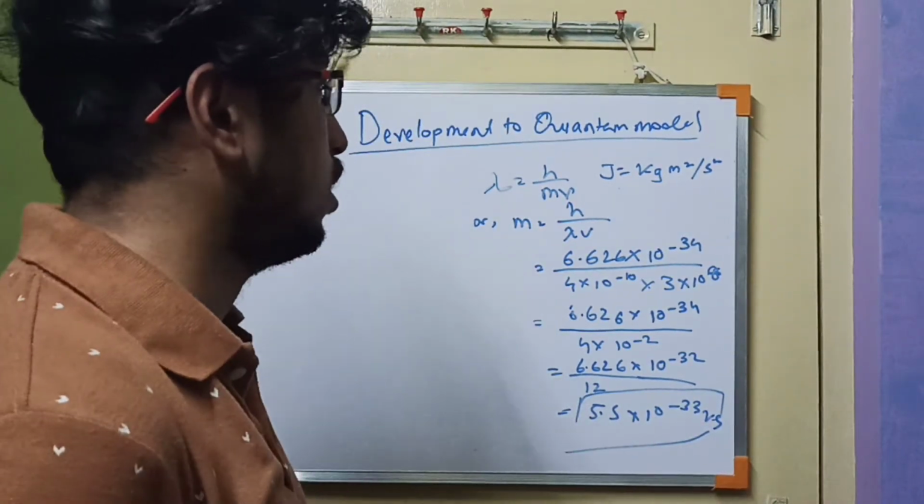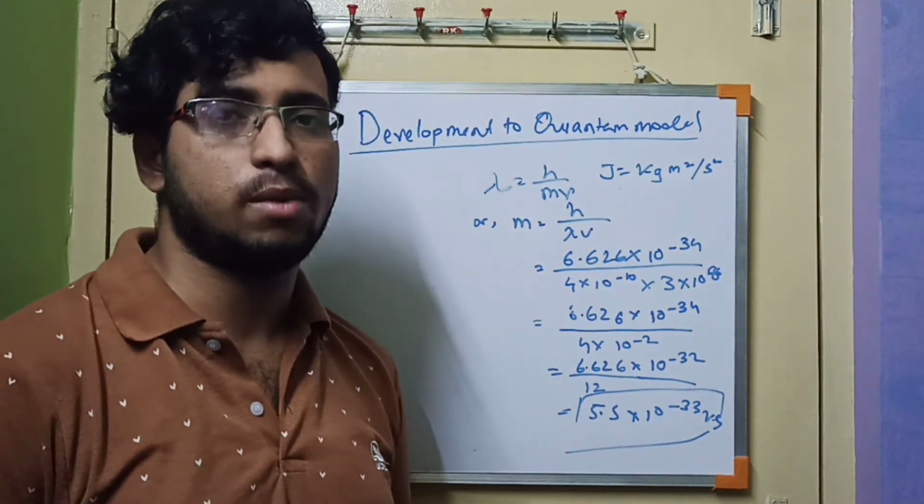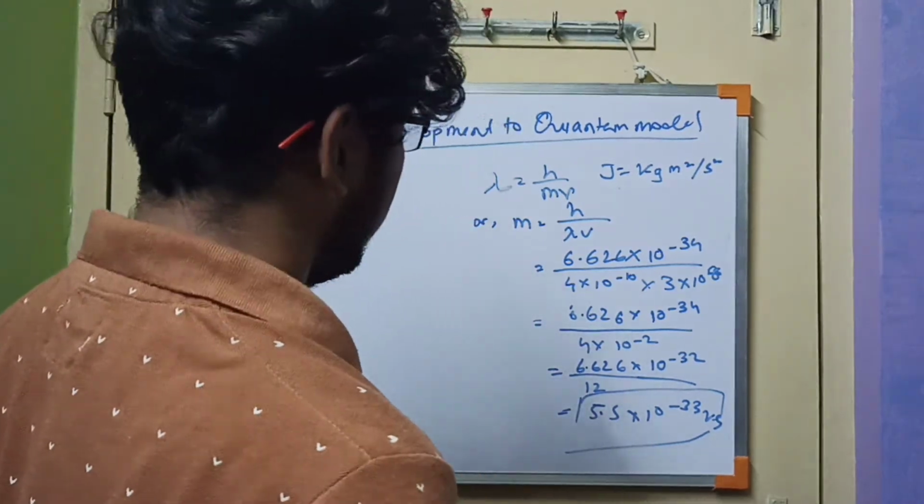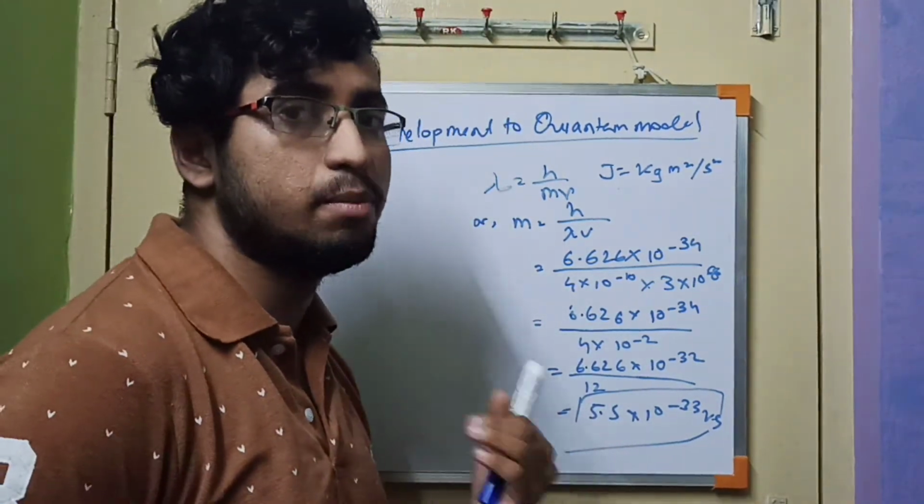So from this question we can understand how to calculate the mass from a lambda value. The next topic was the Heisenberg uncertainty principle.